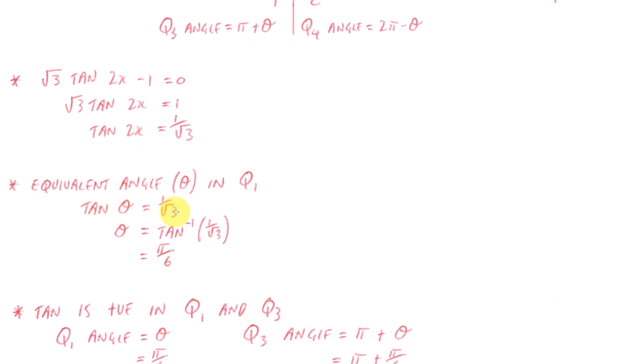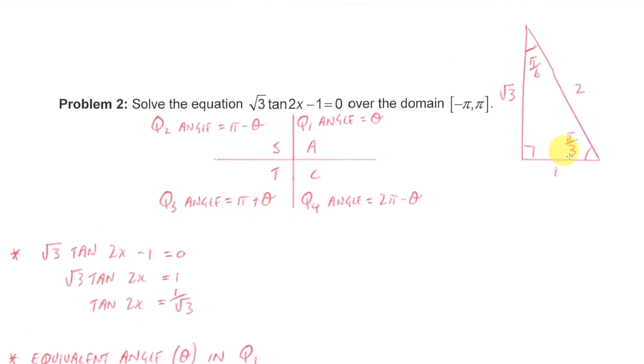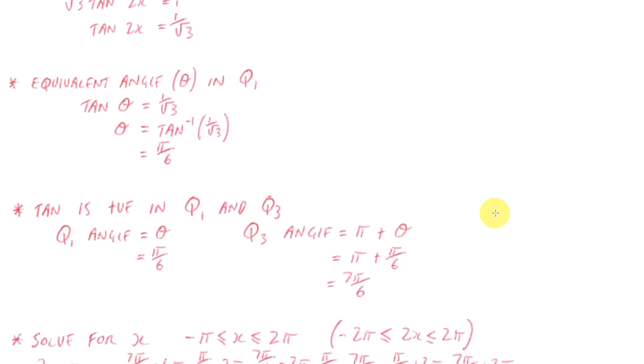So let's work out what the equivalent angle is in the first quadrant. So tan of an unknown angle equals 1 over the square root of 3. What is that unknown angle? I take inverse tan of both sides, and then using the exact value triangle here, I'm able to work out that what we're looking at here is pi on 6. So tan of pi on 6 will be equal to opposite over adjacent. So we've got pi on 6.